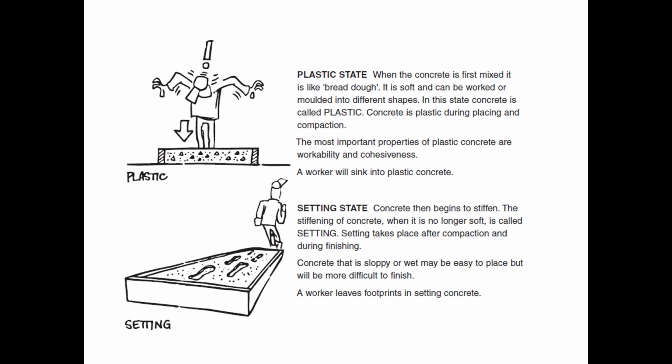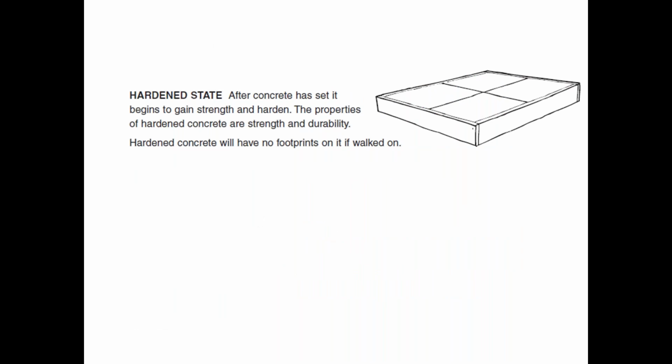And then the setting state, that's when it starts to stiffen, and basically it's at that state where you've finished all your compaction, it's starting to stiffen up, and if you walk across it, you just leave footprints and nothing else. So at that stage, they start doing some final finishing, which we'll look at in a minute. And again, that's why it's so critical that things are done at a certain speed. The hardened state is after it's set, so you can walk on top of it, but it hasn't gained its full strength, and it hasn't cured properly, etc. So it hasn't reached its full strength and durability, but it's when you can walk on it and not leave any footprints.